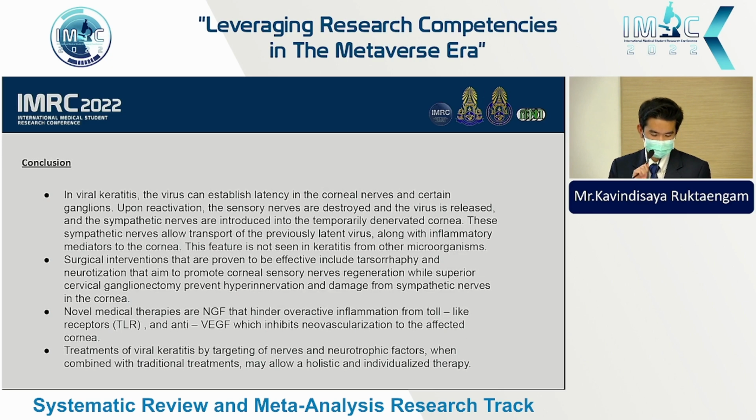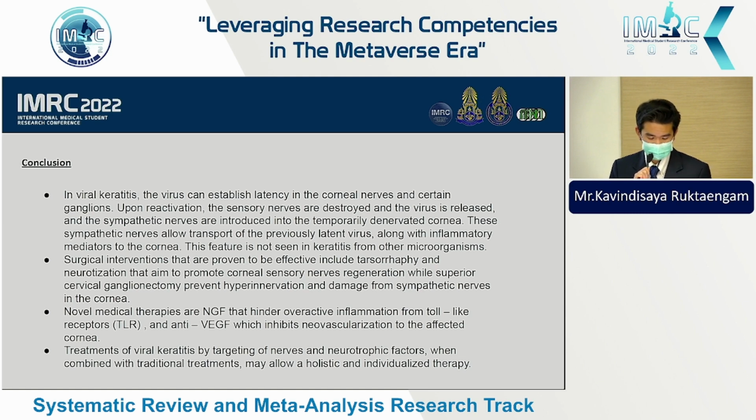So in conclusion, this study has given in-depth knowledge that the virus can establish latency in the corneal nerves during herpes simplex keratitis and certain ganglions. Upon reactivation, the nerves are destroyed and the virus is released. These sympathetic nerves allow transport of the previously latent virus along with inflammatory mediators to the cornea. No other forms of keratitis are seen with this phenomenon.